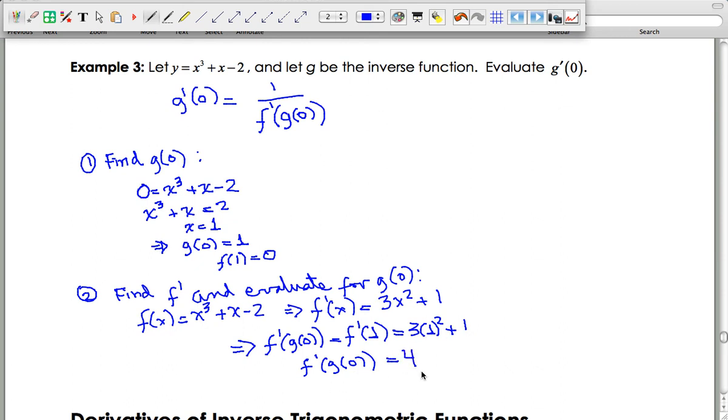Once we have this value, then we can finally find the initial expression. We can finally say, okay, g prime at 0, the derivative of the inverse function at 0, is 1 over the derivative of f of x assessed at g of 0. We have assessed the derivative of f of x at g of 0, and that's 4. And that would be it.